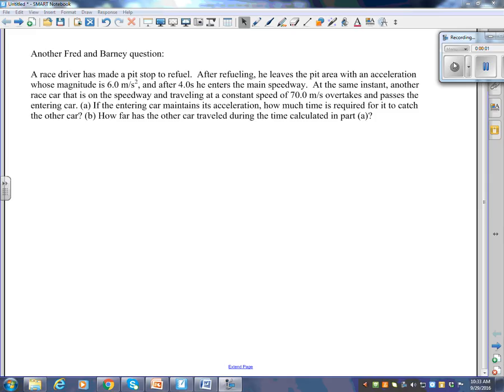A race car driver has a pit stop to refuel. After refueling, he leaves the pit area with an acceleration whose magnitude is 6.0 meters per second squared, and after 4 seconds, he enters the main speedway.